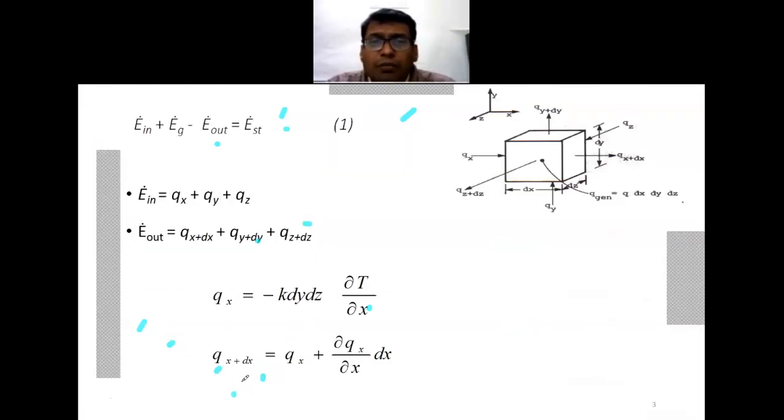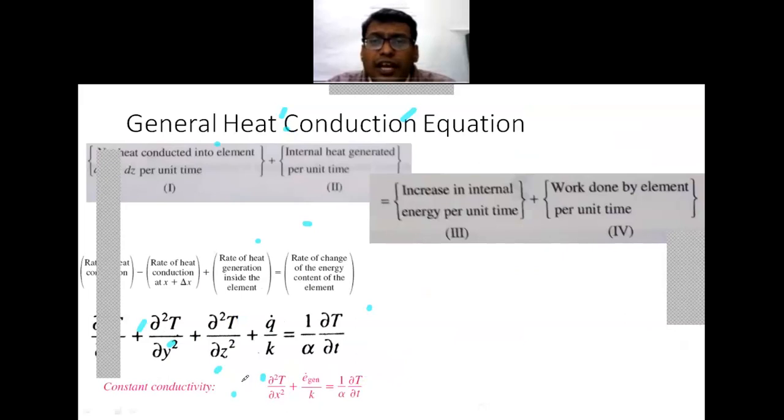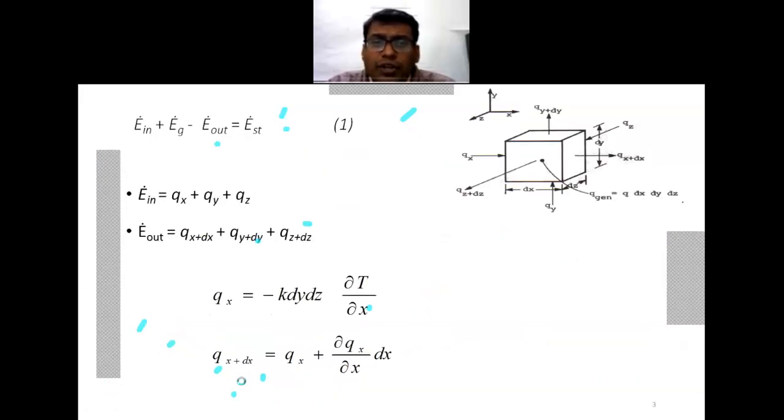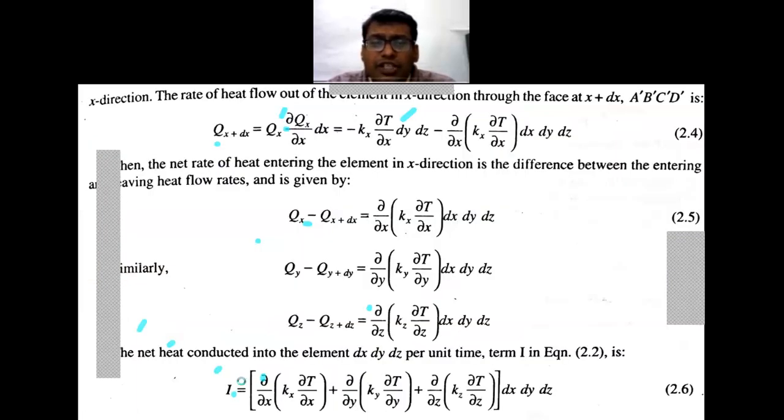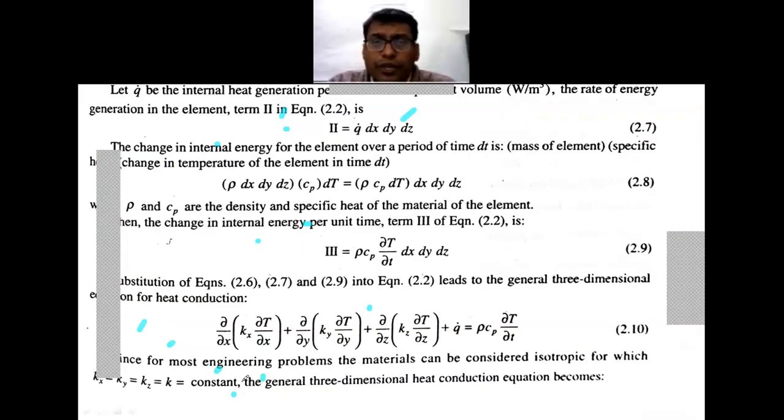Then the second term, that is the internal heat generation per unit time. Now what is the internal heat generation that will be there? Q dot we have taken as the heat generation term. So Q dot into dx into dy into dz, that is the second term that will be there.